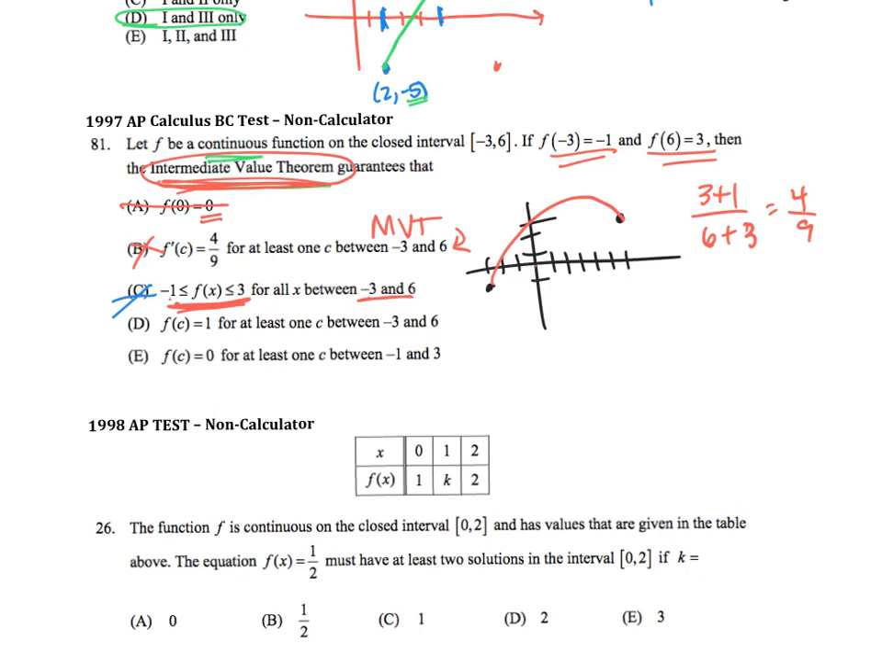So E is saying that my y value has to be 0. Yes, I agree with that at some point, but they changed my bounds to be from -1 to 3. My y value does not have to be 0 on these bounds. My y value is going to be 0 anywhere from -3 to 6. So my answer is D.